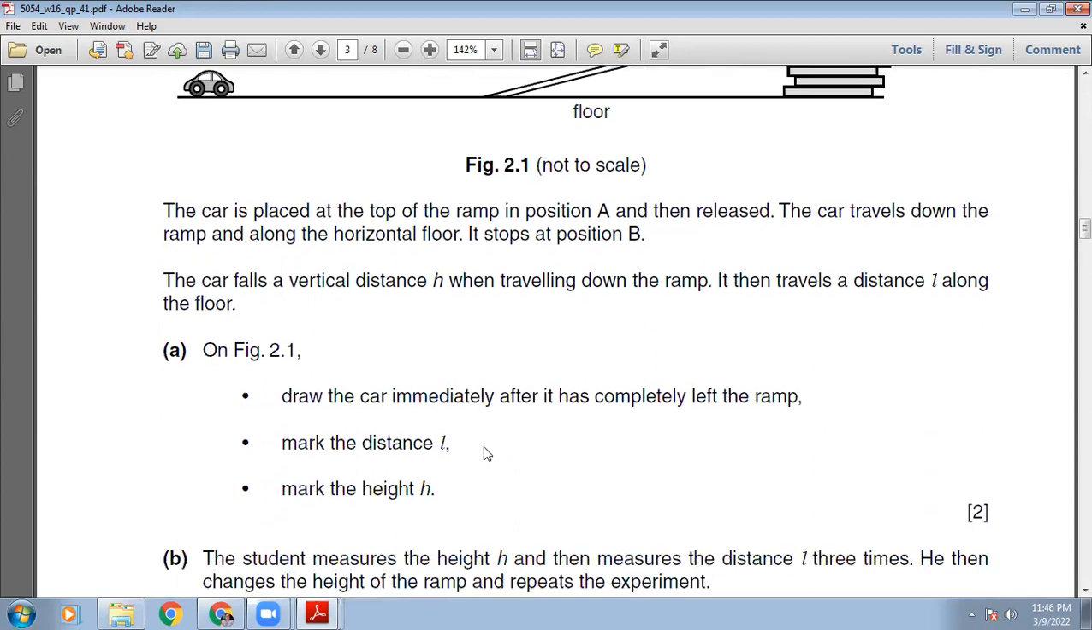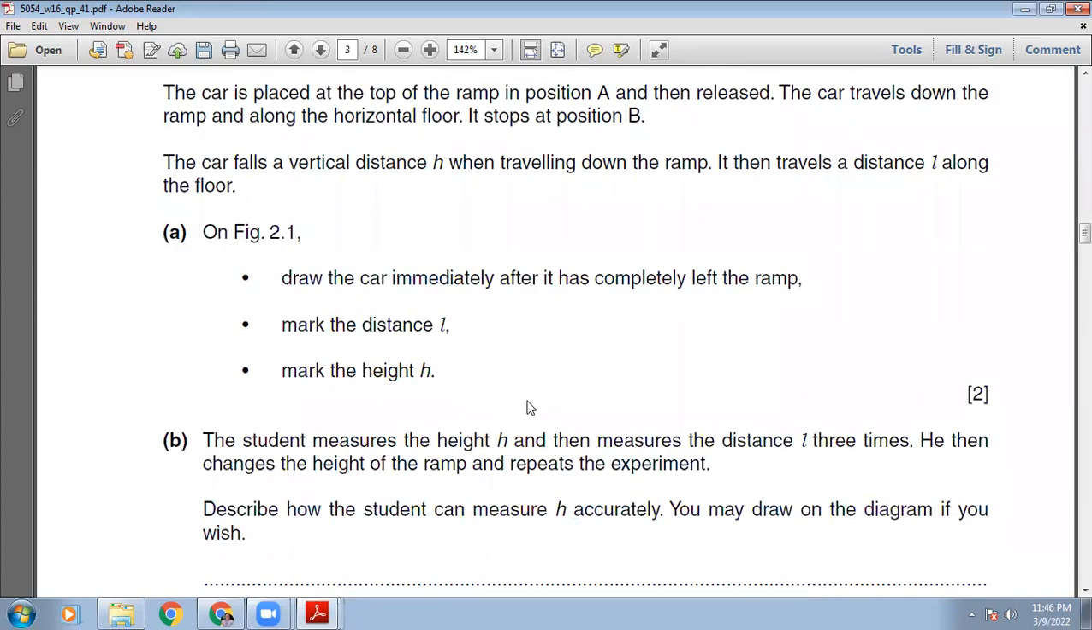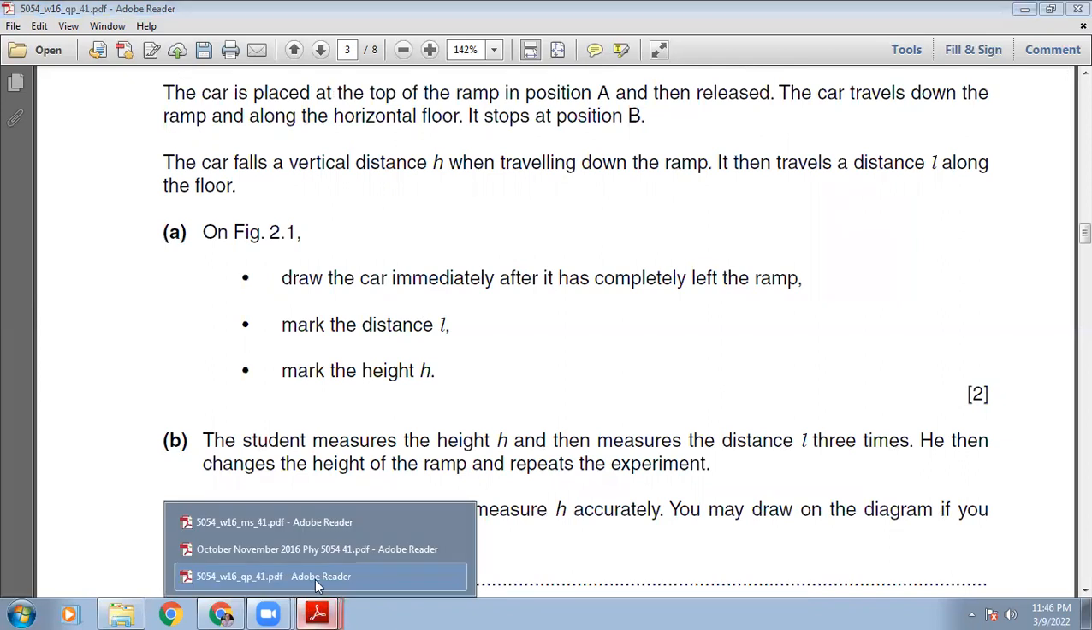On figure 2.1, draw the car immediately after it has completely left the ramp. Mark the distance L, mark the height h. It's a 2-mark question. So let me show you.